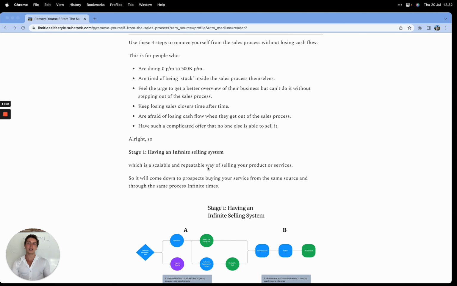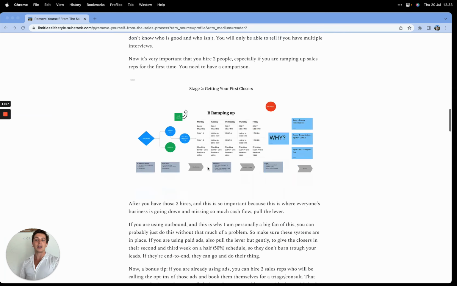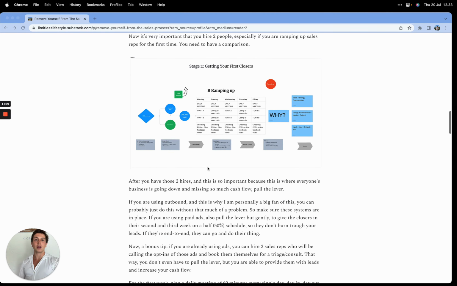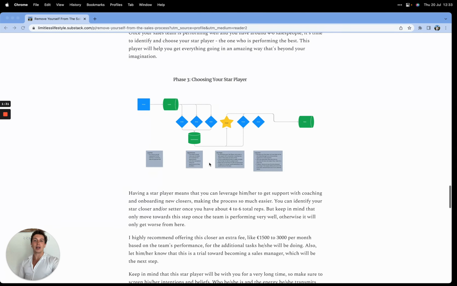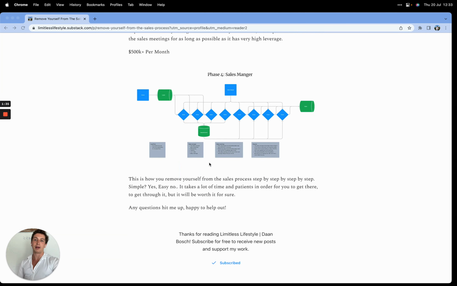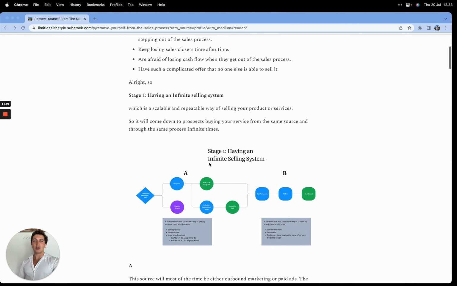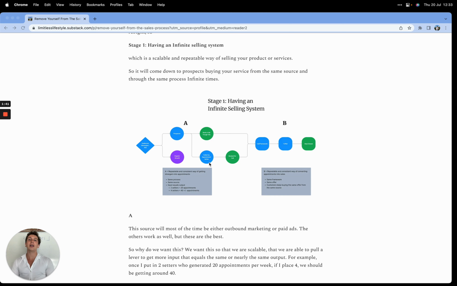It has 4 stages. The first stage is having an infinite selling system. The second stage is getting your first closers. The third stage is choosing your star player. And the fourth stage is having a sales manager to be able to step out of it completely. So let's dive into the first stage, having an infinite selling system.